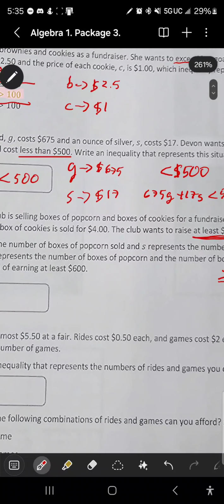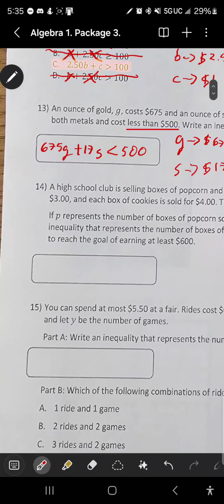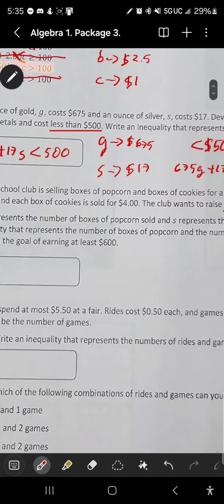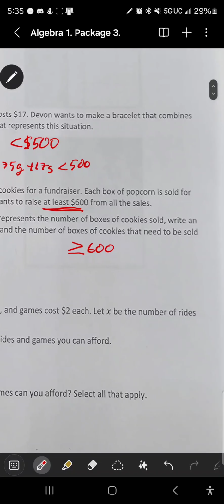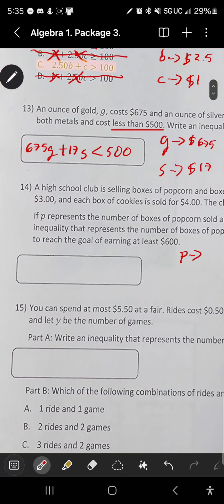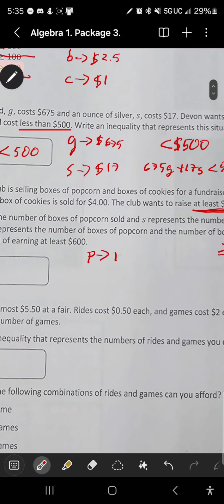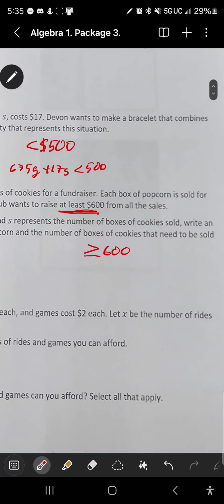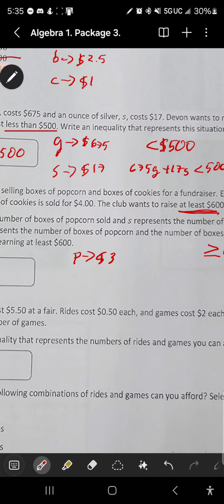Now, the number of boxes of popcorn sold and... wait, I'm sorry. If P represents the number of popcorn boxes sold, then P goes with $3. And S represents the number of cookies sold, so S goes with $4.